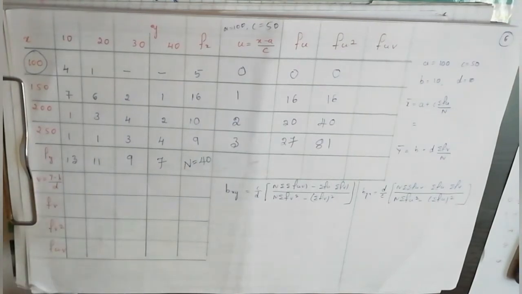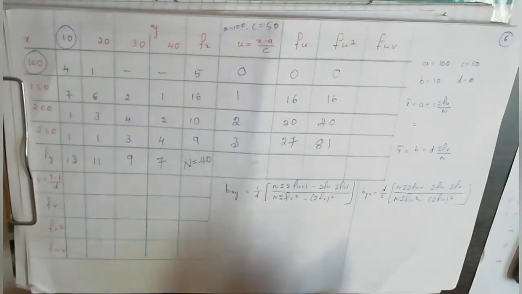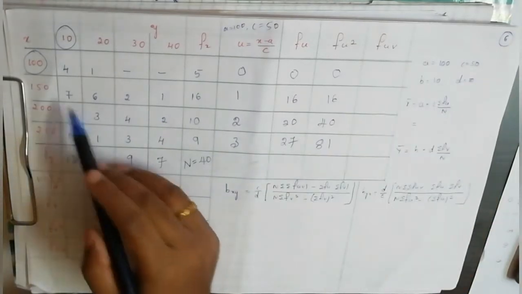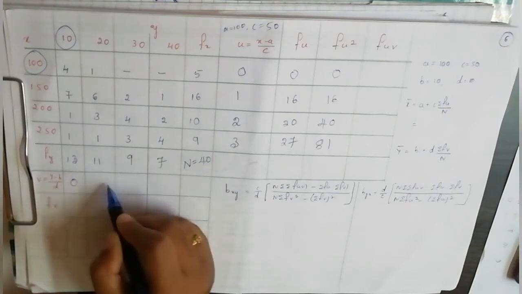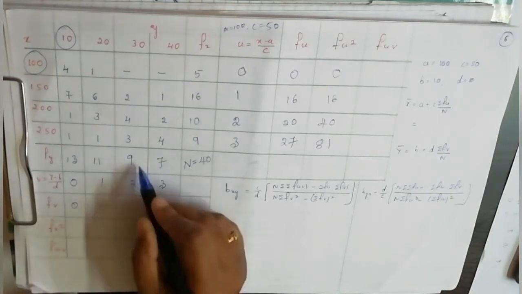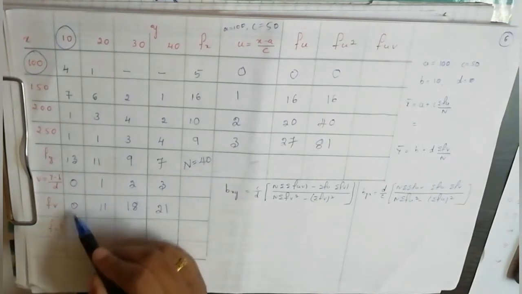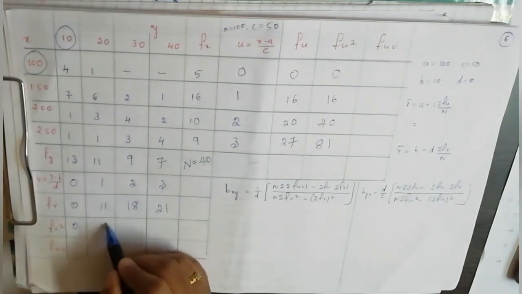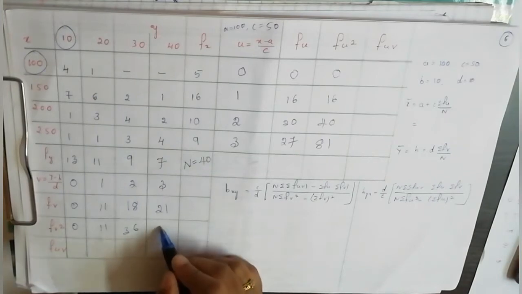Now similarly we'll find the v value. V is y minus b by d. So we'll take the first value of y as b, that is b is equal to 10. Here the difference is 10, that is d is equal to 10. So here also we'll get 0, 1, 2, 3. Now multiply with v, that is f into v. 0, 11, 9 twos are 18, 7 threes are 21. To find fv square, fv into v, that is 0, 11, 18 twos are 36, and 21 into 3 is 63.